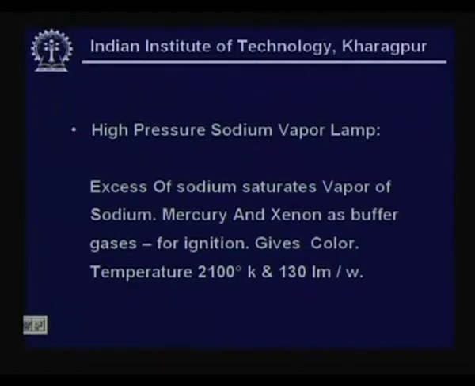That's the idea. High pressure sodium vapor lamp has excess of sodium, which is a saturated vapor of sodium, and sometimes to improve the color, in fact here the mercury and xenon are used as buffer gases, and they are also, remember, all these discharge lamps need a starting gas, for which, because of low ionization potential, rare gases are used. Here we are talking about xenon being used, and this operates with as good an efficiency as 130 lumens per watt with color temperature of the order of 2100 Kelvin.